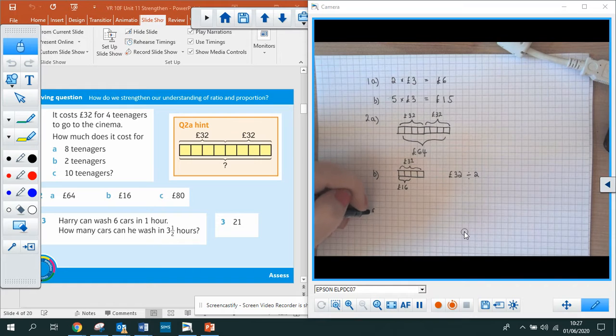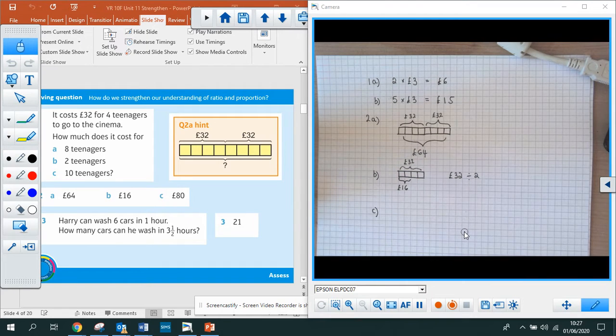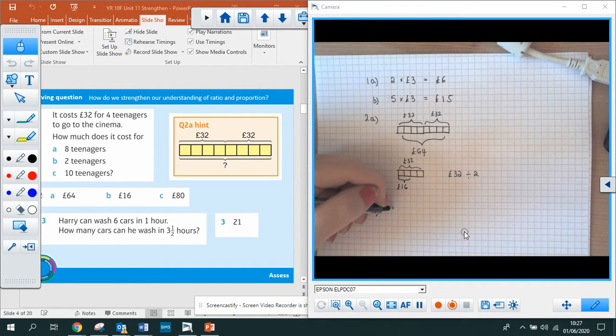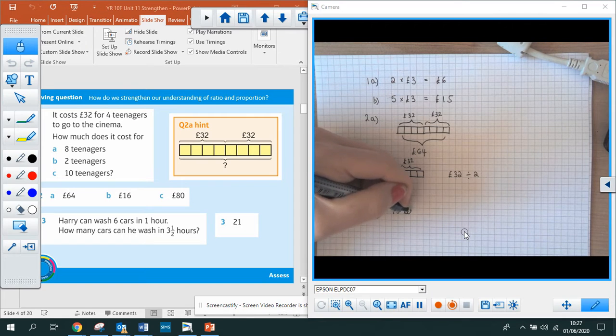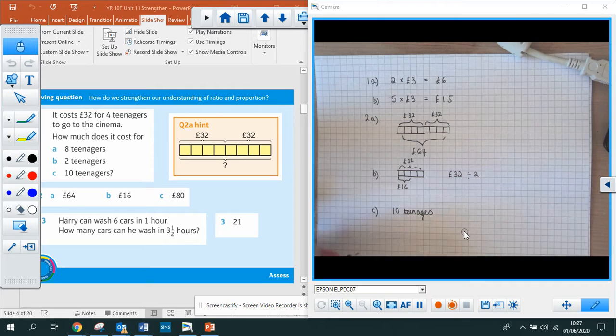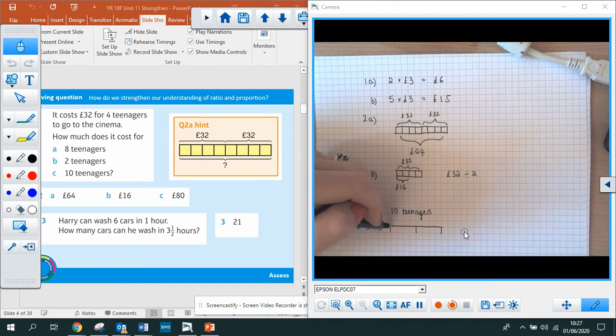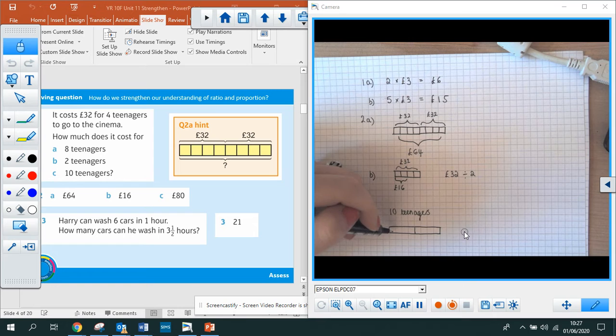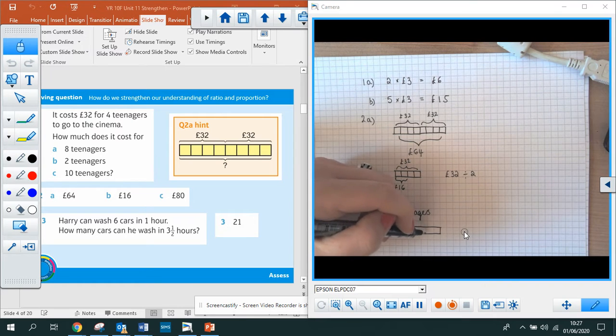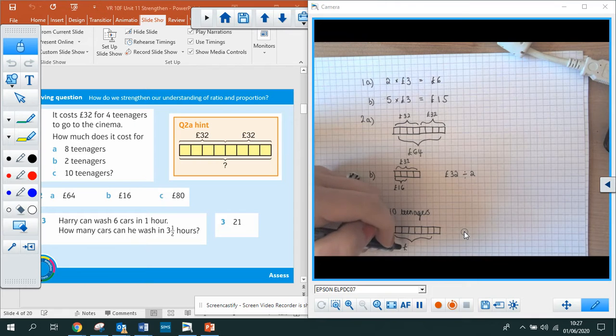Part C is slightly different. You can do it in 2 ways now. We're looking for the cost for 10 teenagers. The first way you can do it is with what we know so far. So we know the cost for 8. Let me just put in my 8. We know from what we worked out for part A that the cost for 8 teenagers is £64.